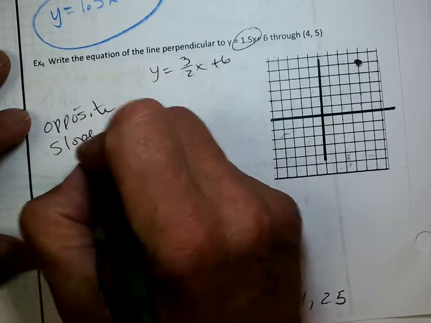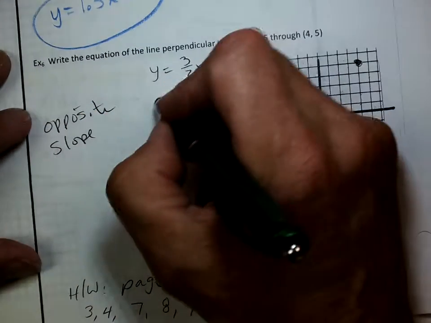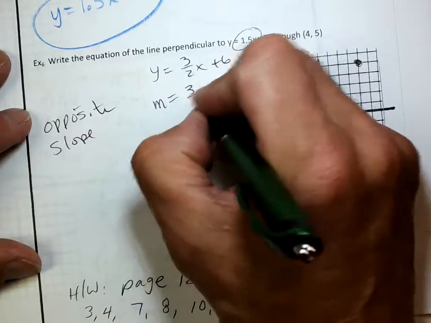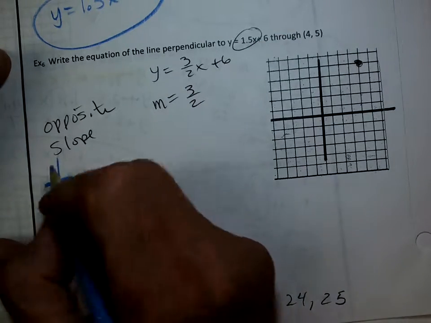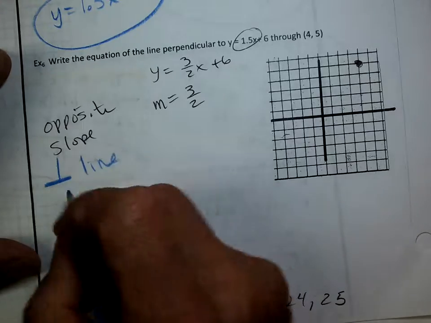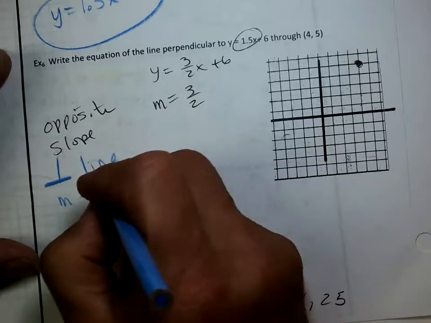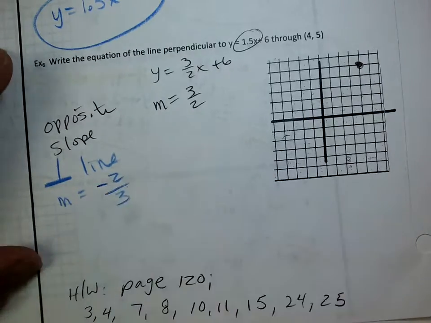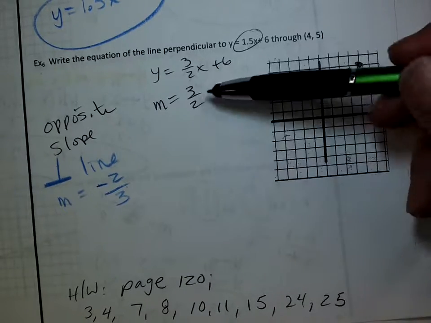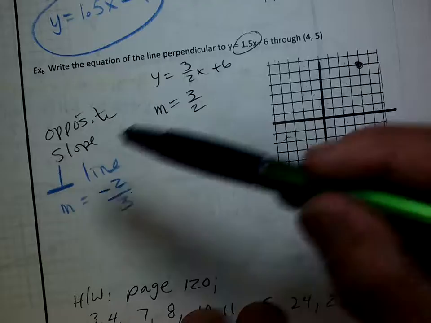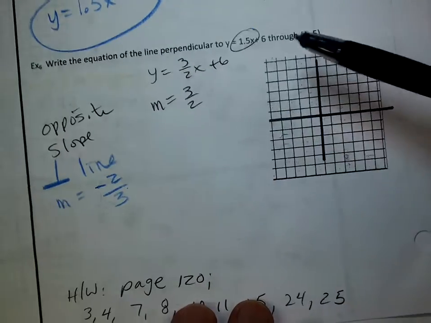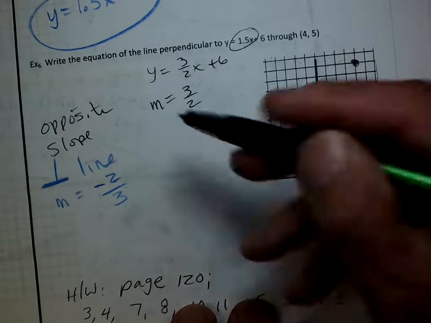slope. Okay, if they have opposite slope, the slope here is 3/2. The slope of the perpendicular line is going to be -2/3. Okay, so opposite means you got to flip it. So you flip the fraction and you change its sign. If it's positive, it becomes negative. If it was negative, it becomes positive. So I gave it the opposite slope.